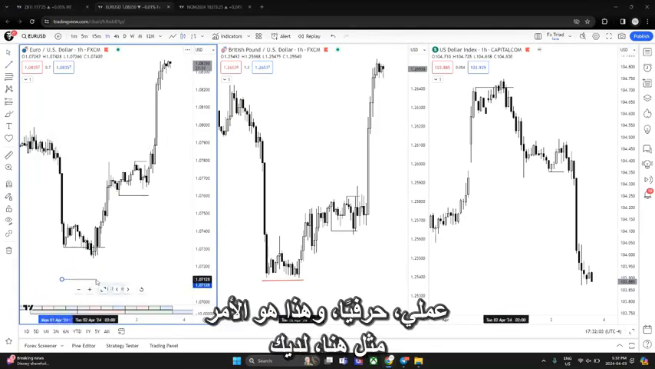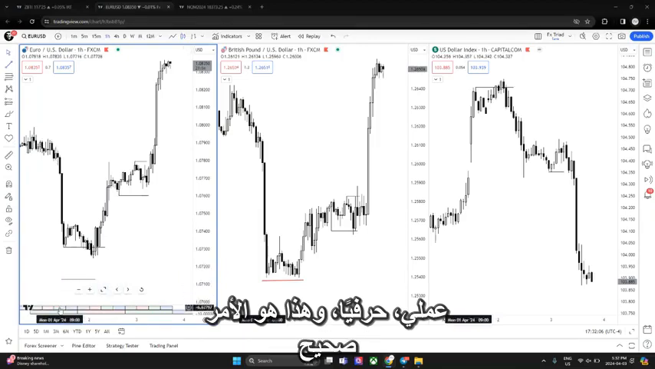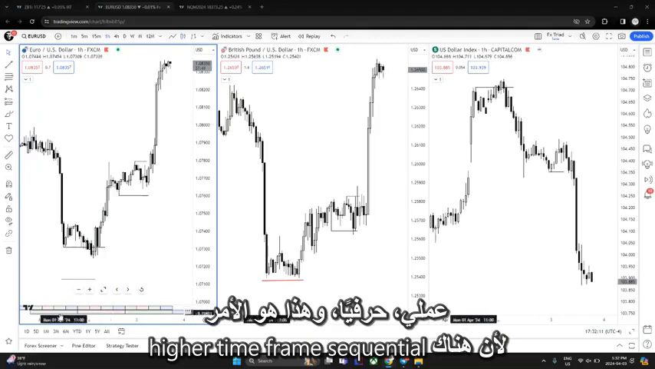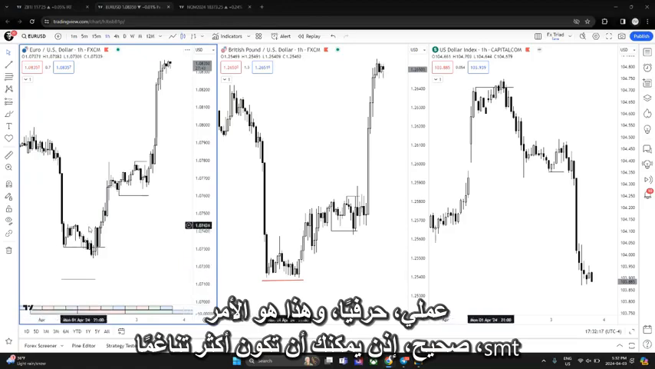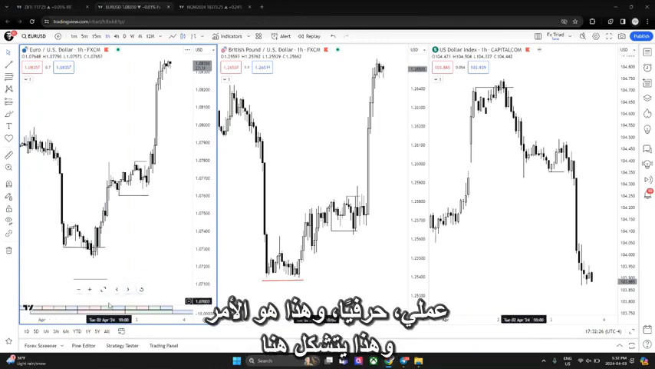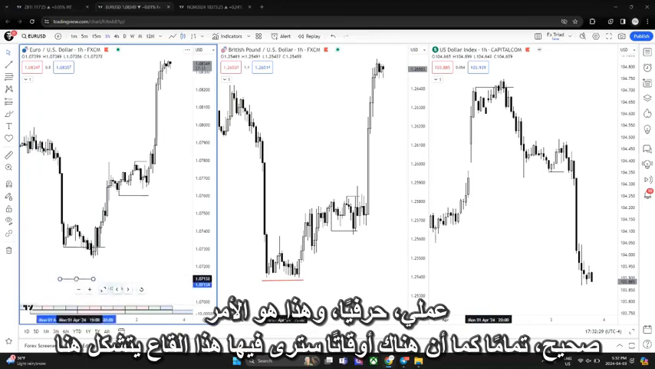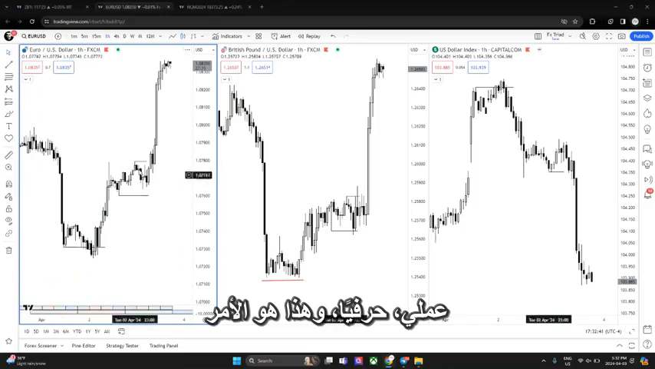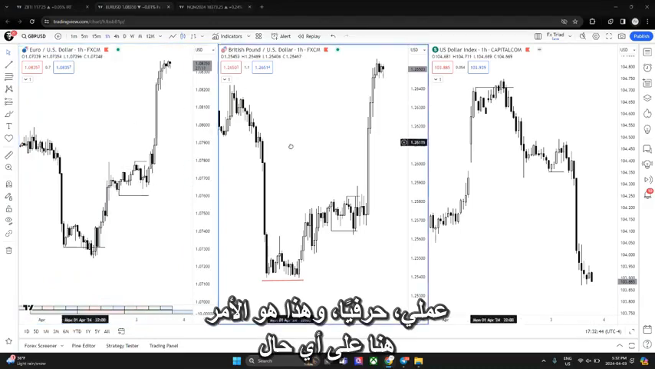right? So it would look something like this. So like here you have this responding to this. Why? Because there's a higher time frame sequential SMT. So you can get more in tuned, and there are times when you'll see this low form here and this one form here, just as there are times when you'll see this low form here and this low form here. Anyways.